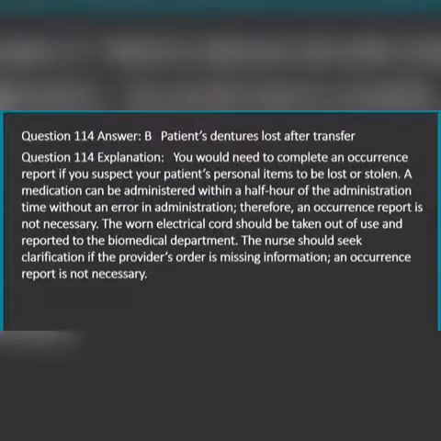Question 114 Explanation. You would need to complete an occurrence report if you suspect your patient's personal items to be lost or stolen. A medication can be administered within a half hour of the administration time without an error in administration, therefore, an occurrence report is not necessary. The worn electrical cord should be taken out of use and reported to the biomedical department. The nurse should seek clarification if the provider's order is missing information. An occurrence report is not necessary.